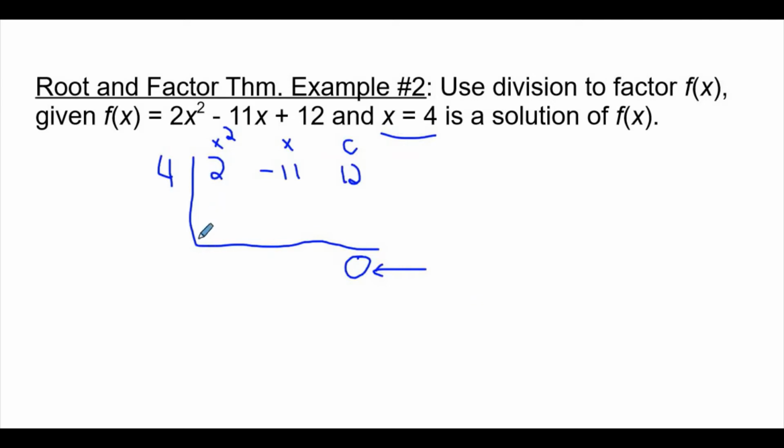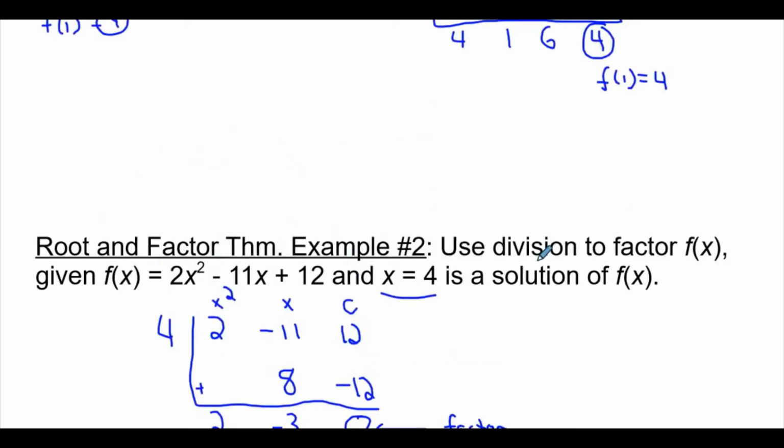So let's take a look at what this looks like. 2 plus nothing is 2. 4 times 2 is 8. Negative 11 plus 8 is negative 3. 4 times negative 3 is negative 12. And so here I get 0, which means that this problem has been factored. As opposed to the original problem that we did where it came out to 4, right? This just means this is the answer.